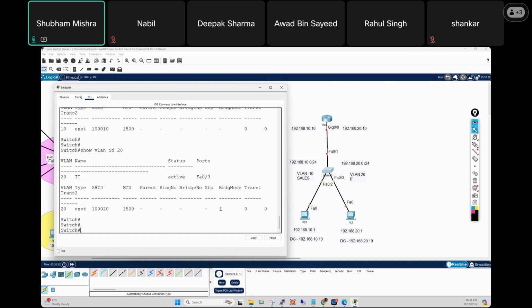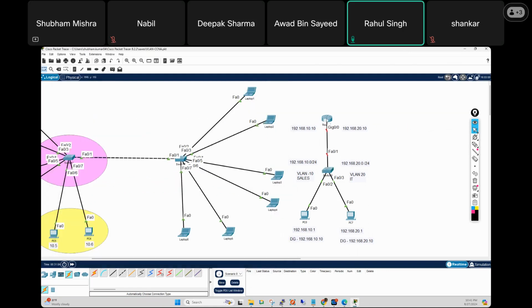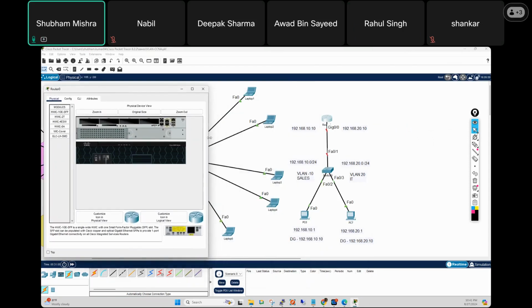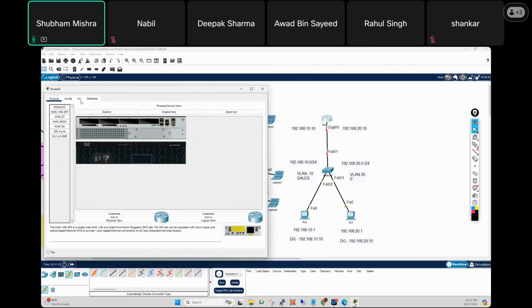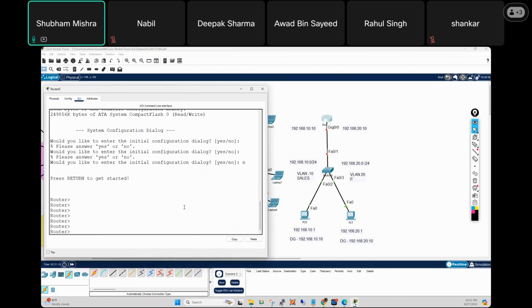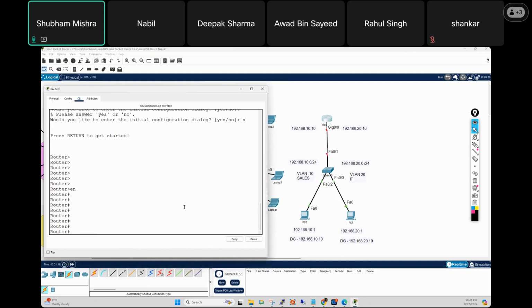Now, after the switch, you have to configure the router. Yes or no? Tell me. On the switch, the router interface also needs to be configured. Sorry, the switch interface. Okay, we will discuss later. First of all, I want to show you the problem.